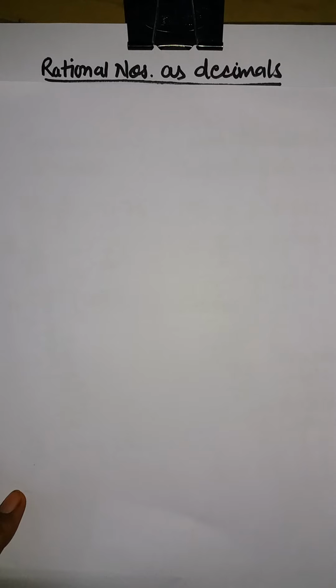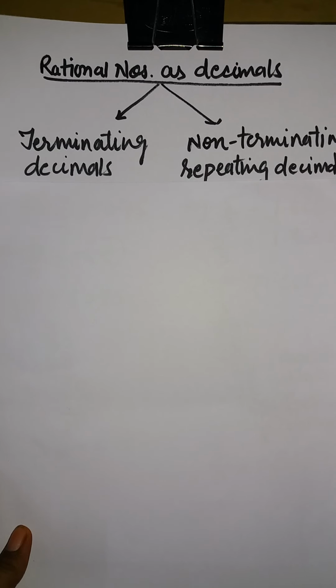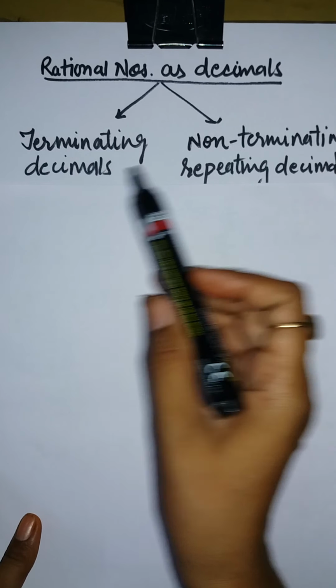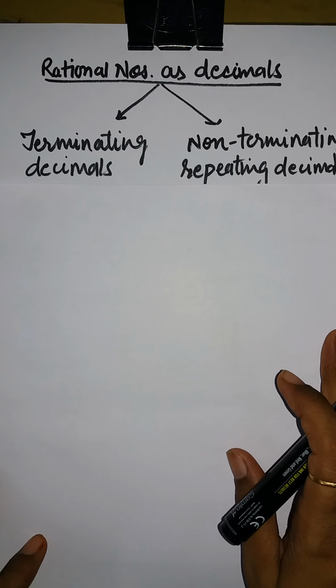Representation of rational numbers as decimals can be of two types. One is terminating decimals, another is non-terminating repeating decimals. Now what do terminating decimal and non-terminating repeating decimal mean? Let us understand it through an example.